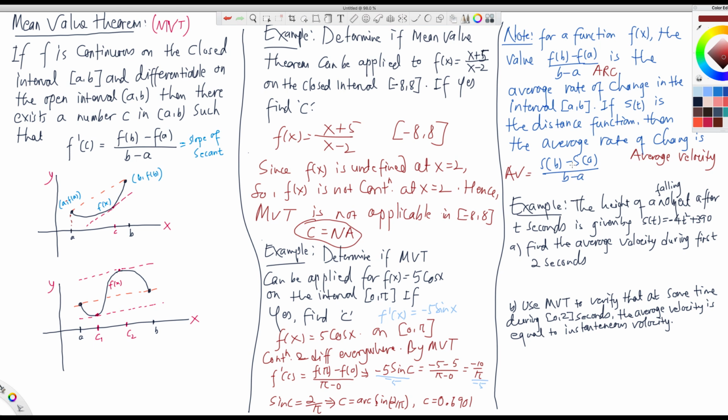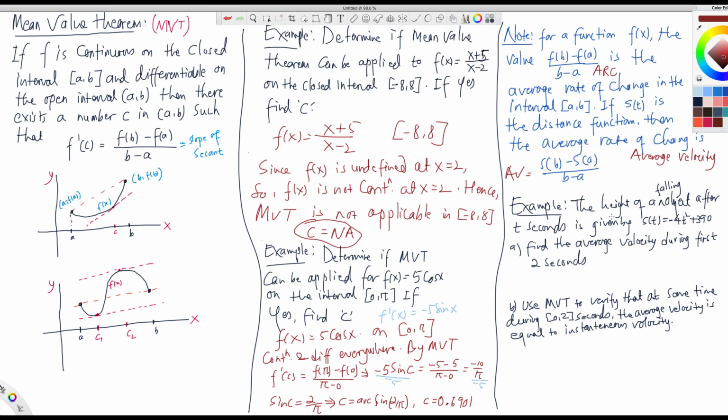So let us do an example for that. Basically what I am saying here is, as I mentioned already, if a function is continuous in the closed interval and differentiable in the open interval, then you can find a point where the instantaneous rate of change, or the instantaneous velocity, equals the average velocity in that interval.